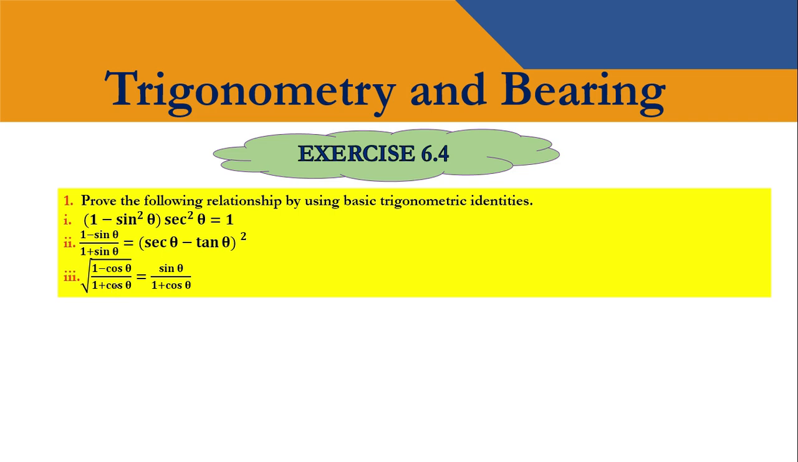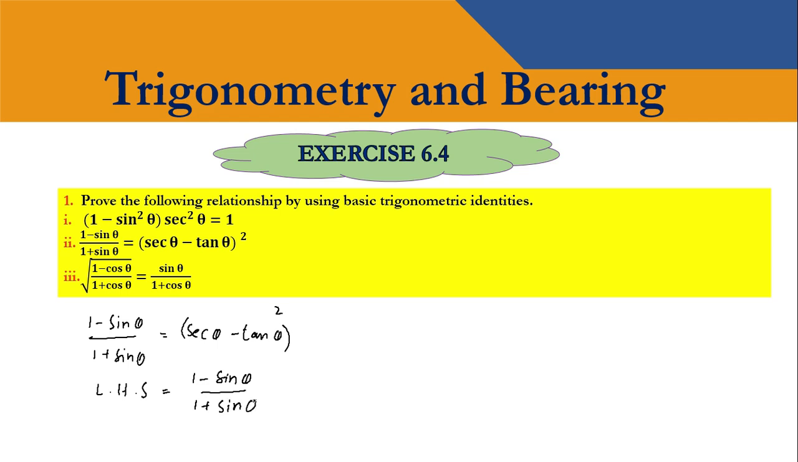In the same way, we will solve the second trigonometric identity. This is (1 minus sine theta) divided by (1 plus sine theta), and it should be equal to (secant theta minus tan theta) whole square. Now take the left hand side of this trigonometric identity, which is 1 minus sine of theta divided by 1 plus sine of theta.